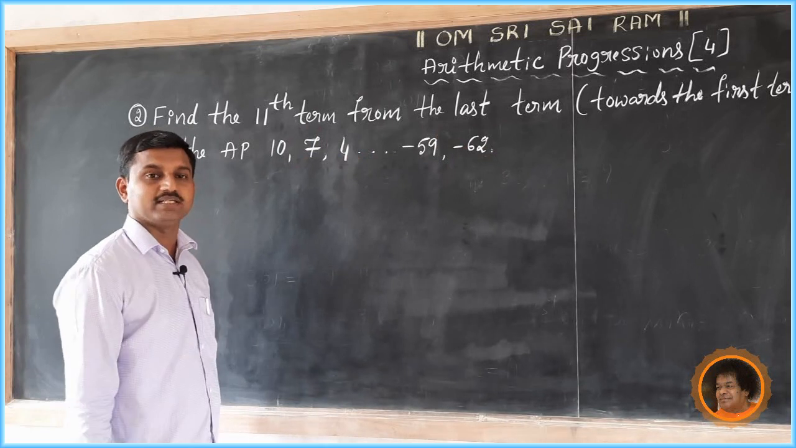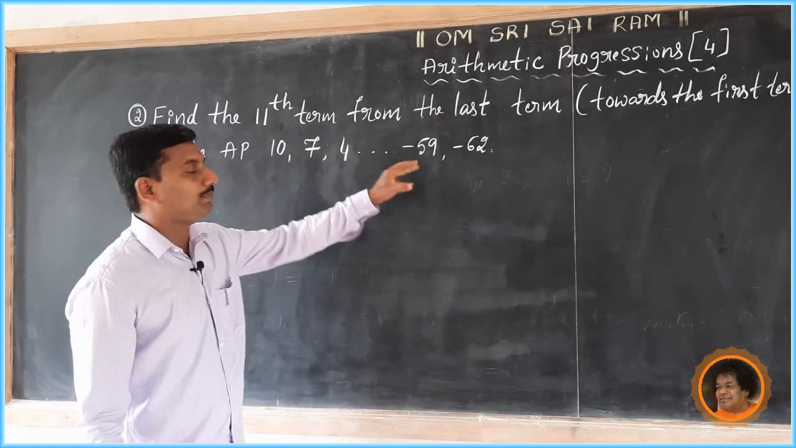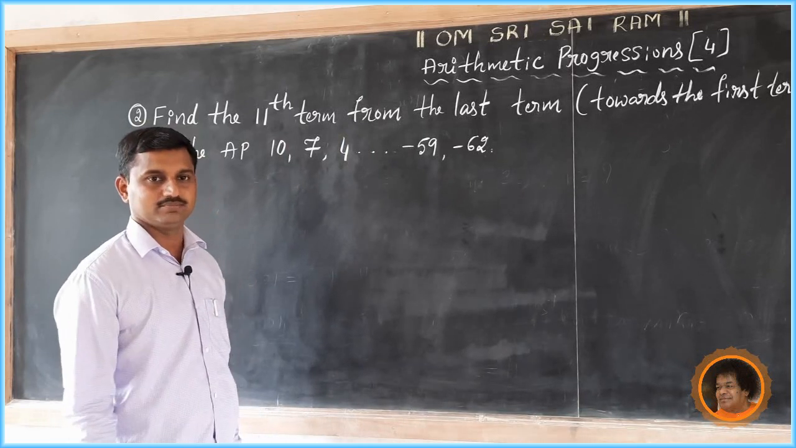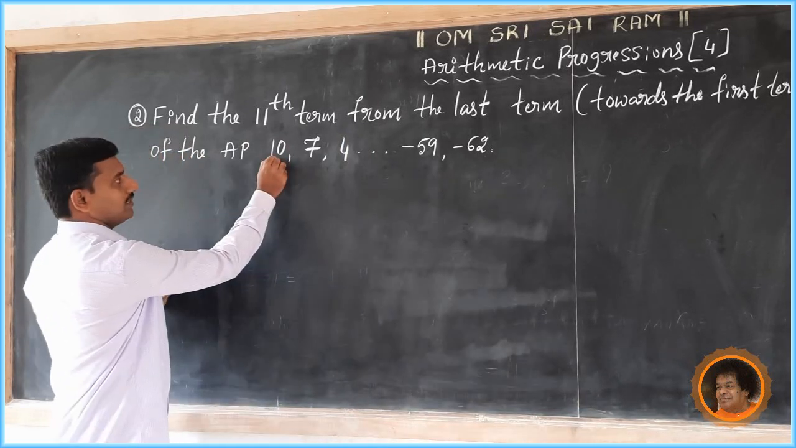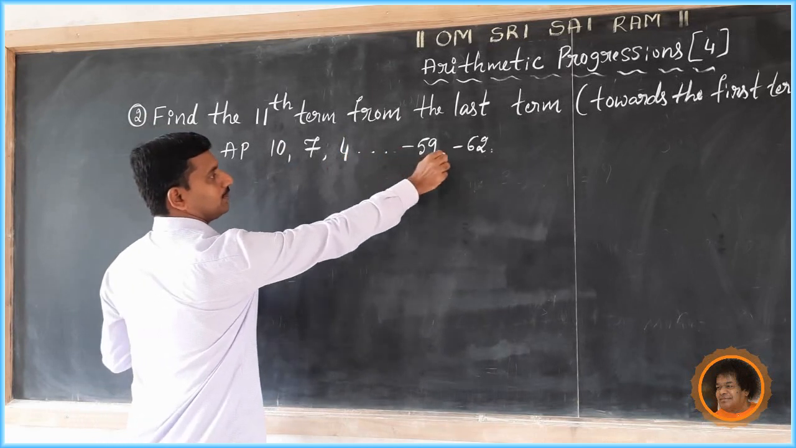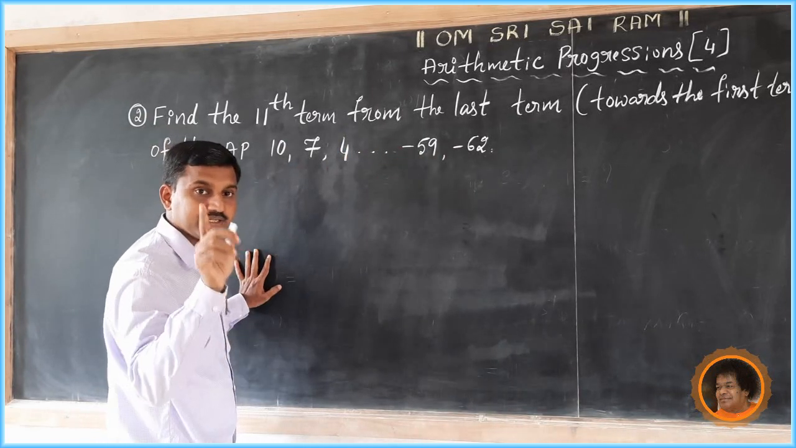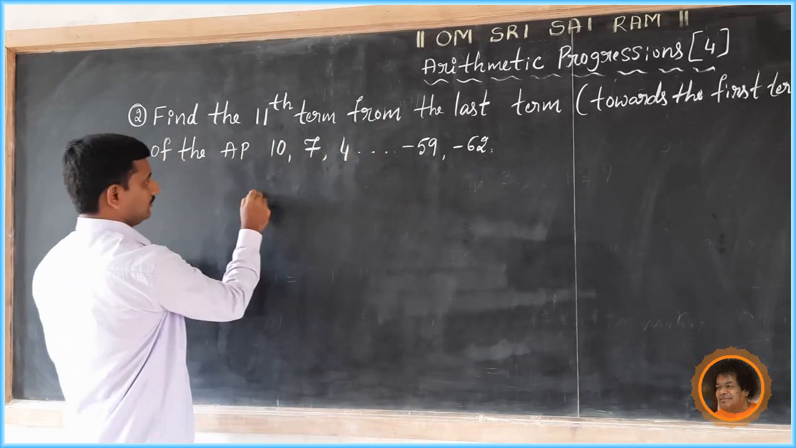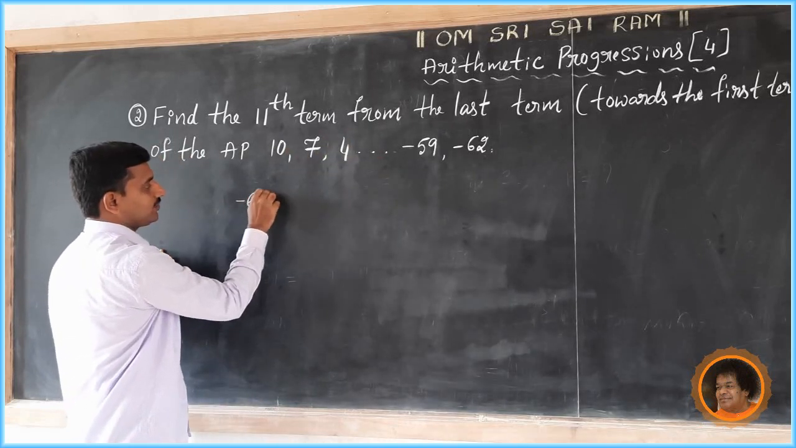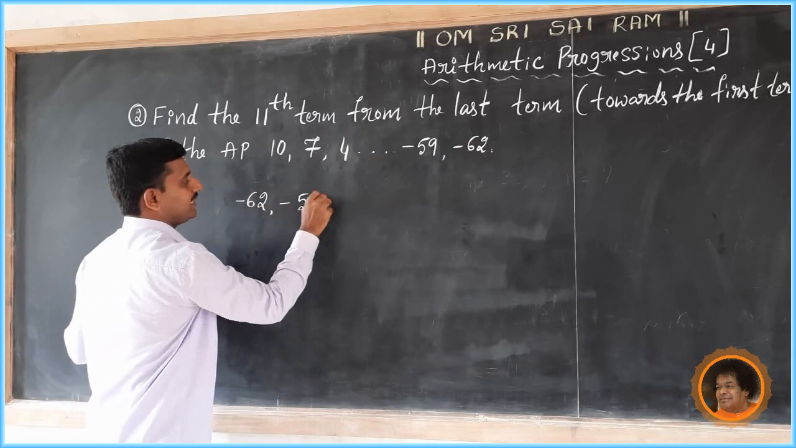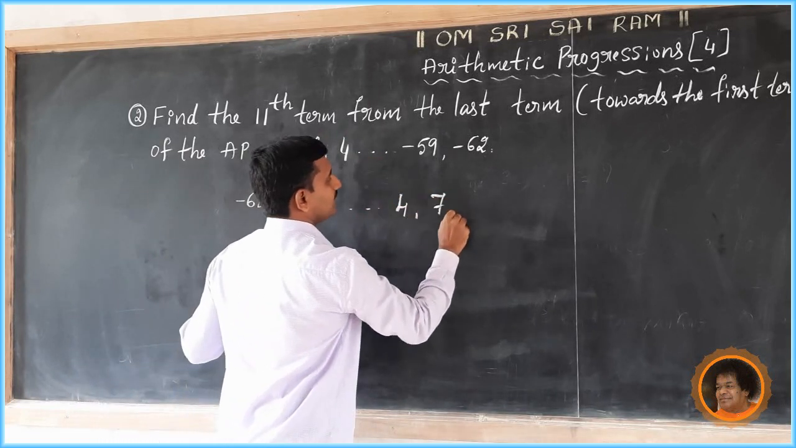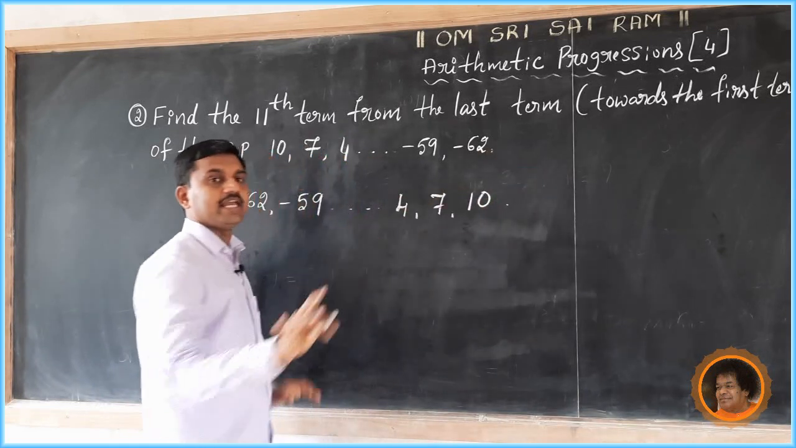And one more method: write the given AP in the reverse order. Next find the 11th term. So see here, 10, 7, 4 up to minus 62 are in AP. Now write the given AP in the reverse order. So what happened? Minus 62, minus 59, and so on, 4, 7, 10 are in AP.